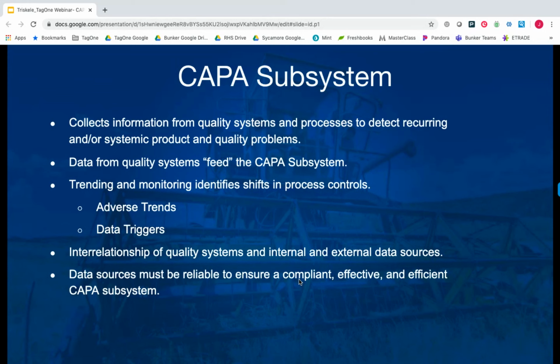So an example of how this CAPA subsystem works is I was working for a company in which we started having impurity failures on one of our products. Never had an issue with this product before.